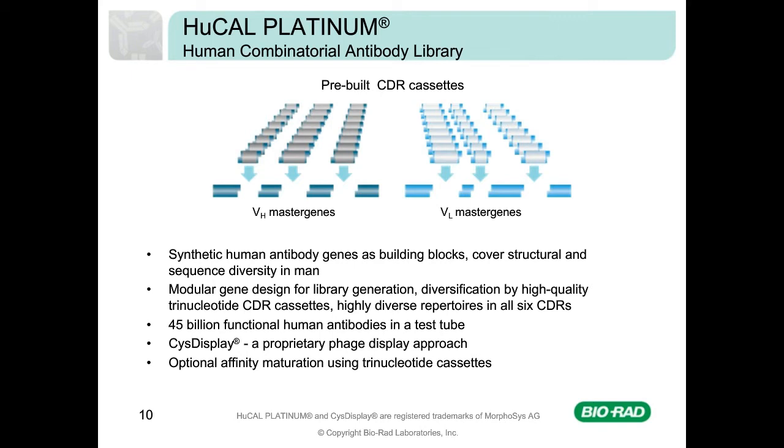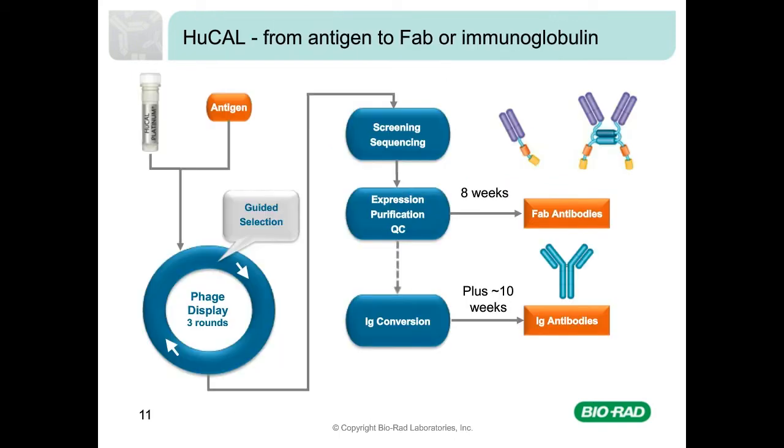Antibody generation is done in vitro, so there is full control over the selection process, which takes only 8 weeks. Antigen is incubated with a HuCAL phage library, and 3 consecutive rounds of phage display guided selection are performed. After the 3rd round, the whole pool of Fab genes is cloned into an expression vector, and here there's a choice between monovalent and bivalent Fab formats.